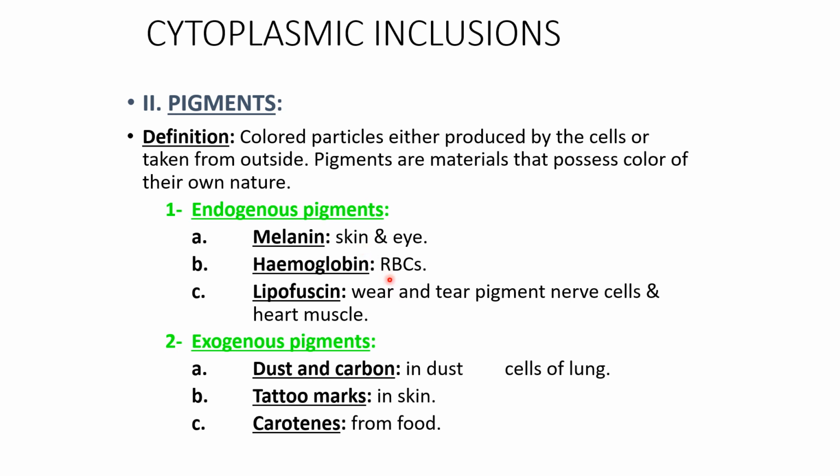Hemoglobin, which is present in the RBCs, is an oxygen-binding protein. Lipofuscin pigments, which are the residual bodies of the lysosomes, are a wear and tear pigment present in long-lived cells such as nerve cells and the heart. Exogenous pigments such as dust and carbon, which is present in the dust cells of the lung, tattoo marks in the skin, and carotene from the food.